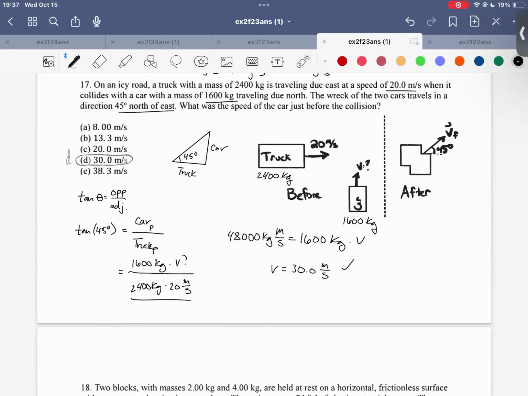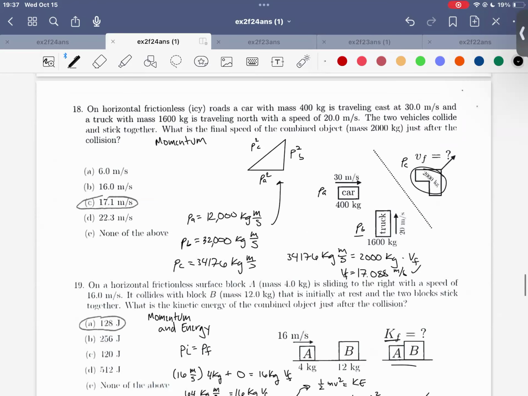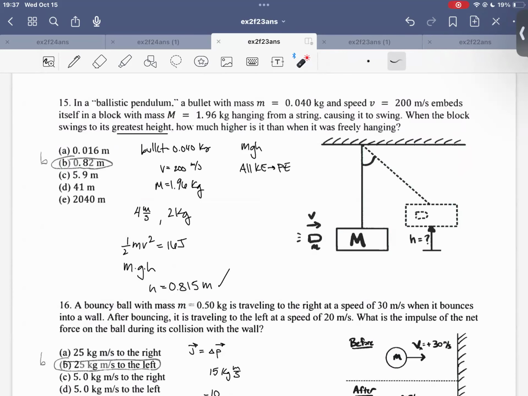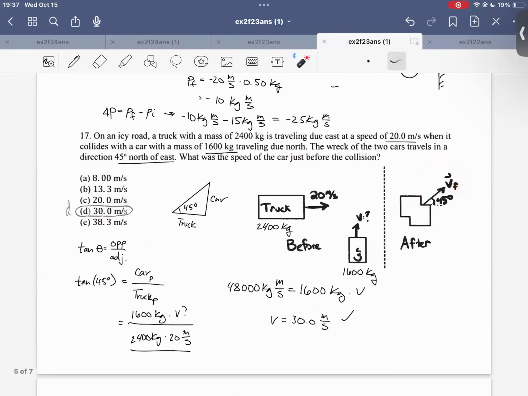It's the same as what we did on the 2024 exam. But for that one, we weren't given the angle. We were just told to calculate the velocity final. But it's basically the same question, right? You're given the same setup and everything. Okay, that's 17.